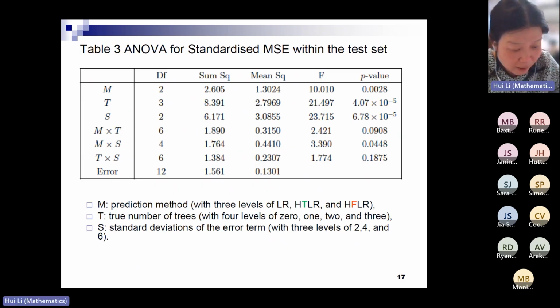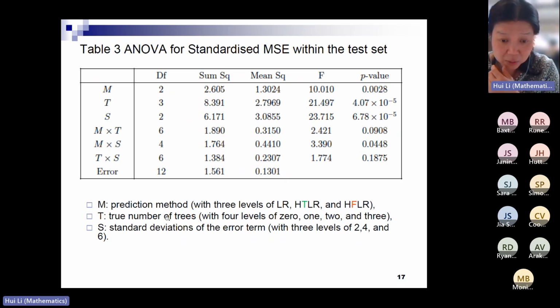So we also take a look at the ANOVA analysis, which will help us assess the effects of various parameters on standardized MSE more accurately. We applied a three-way ANOVA to the simulated data. So we consider three models, which are linear regression, hybrid tree, and hybrid forest. We consider the number of trees that the hybrid forest model generates, and also the standard errors. Here, M stands for the methods we're going to compare and analyze, which are LR, HTLR, and HFLR, for these linear and hybrid models.